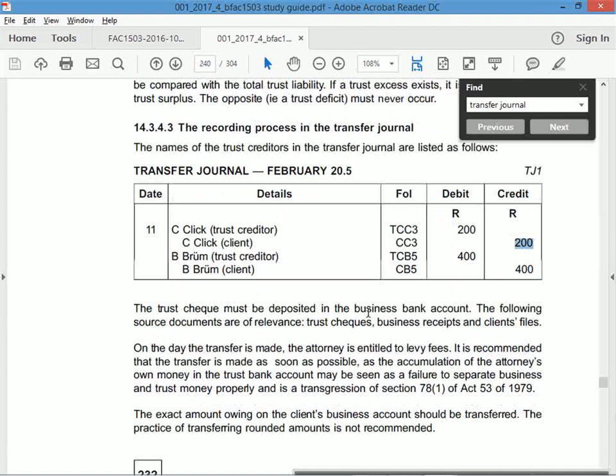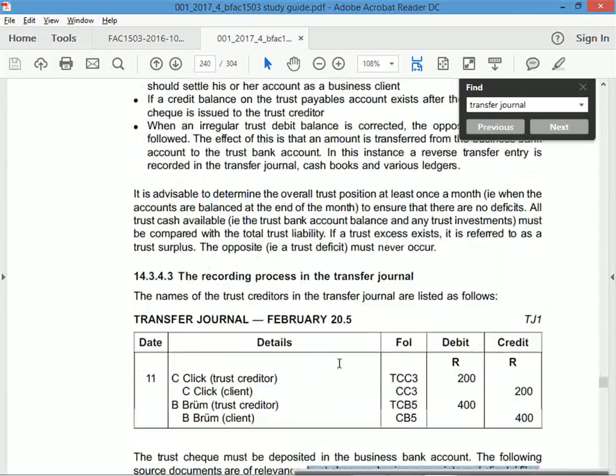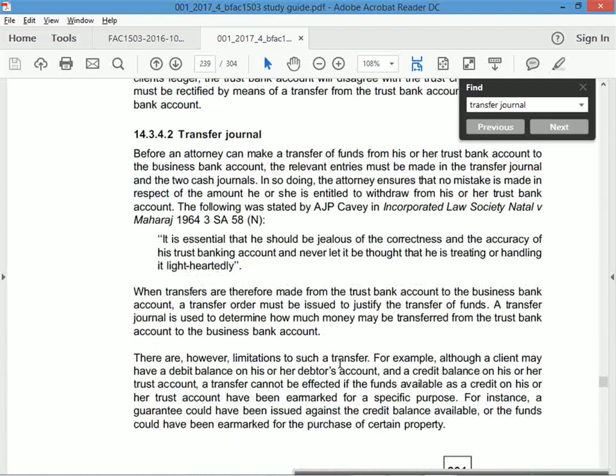Right, the trust cheque must be deposited to the business bank account. The following source documents are of relevance: the trust cheques, the business receipts, and so on. Okay, they should have given a note about this here. Okay, there. Before an attorney can make a transfer of funds from his or her trust bank account to the business bank account, the relevant entries must be made in the transfer journal and the two cash journals. When transfers are made from the trust bank account to the business bank account, a transfer order must be issued to justify the transfer of funds.